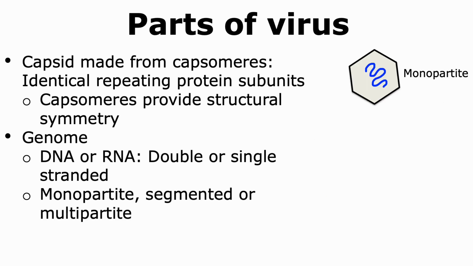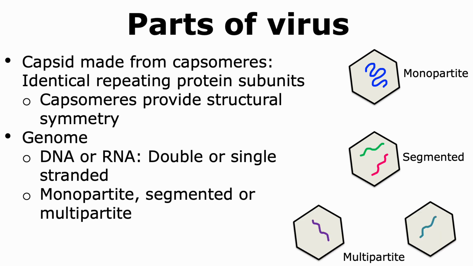Monopartite viruses are those that have a single molecule of DNA or RNA present in the virion as part of their genome. Segmented viruses, on the other hand, have more than one molecule of DNA or RNA that are present in a single virion. In the case of multipartite viruses, the genome comprises more than one DNA or RNA molecule, but these molecules are packaged into different virions.